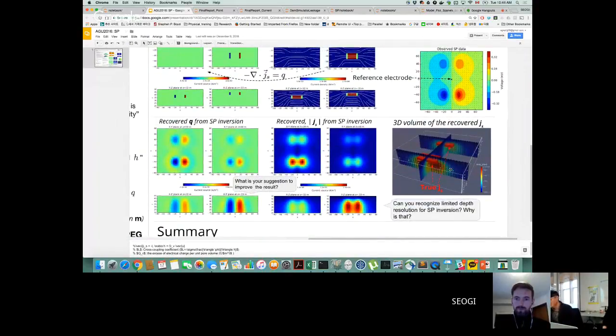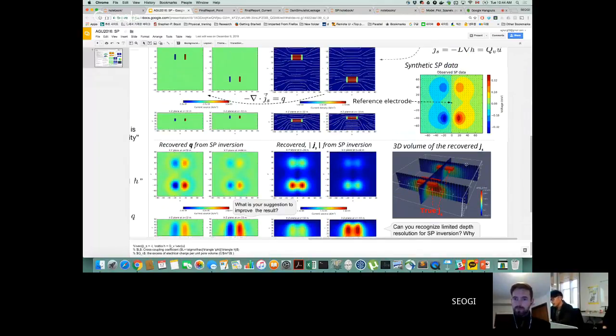Sure. I think this SP inversion needs more prior information. Either you need to know the depth, or you need to put some sparsity constraint. Other than that, the amount of information that you can get from this inversion is not great, I guess. But I think it still has a chance.